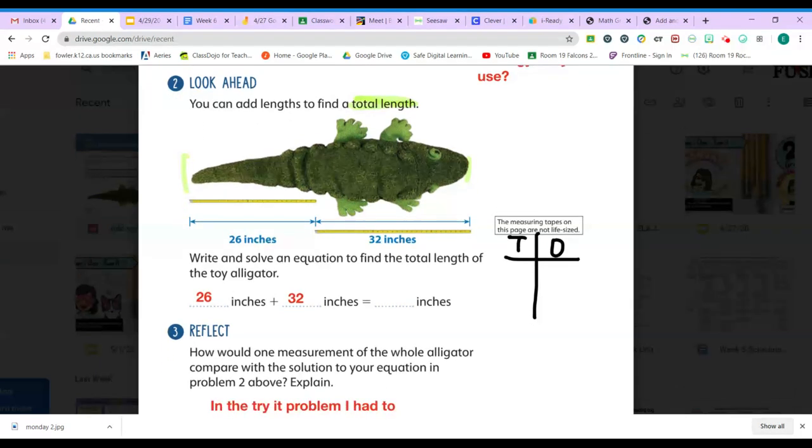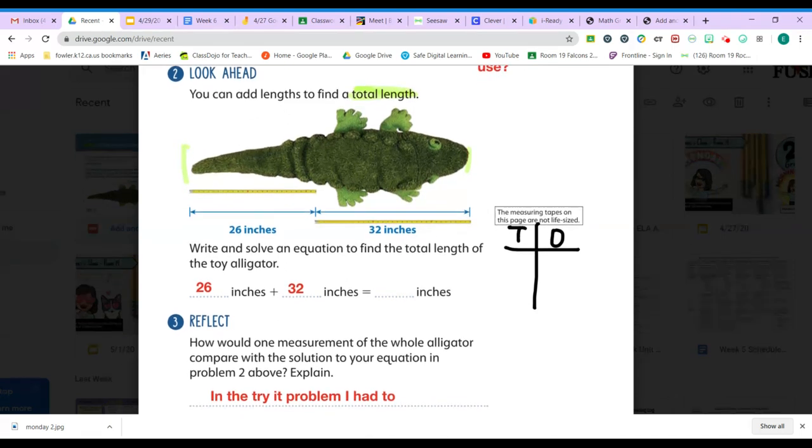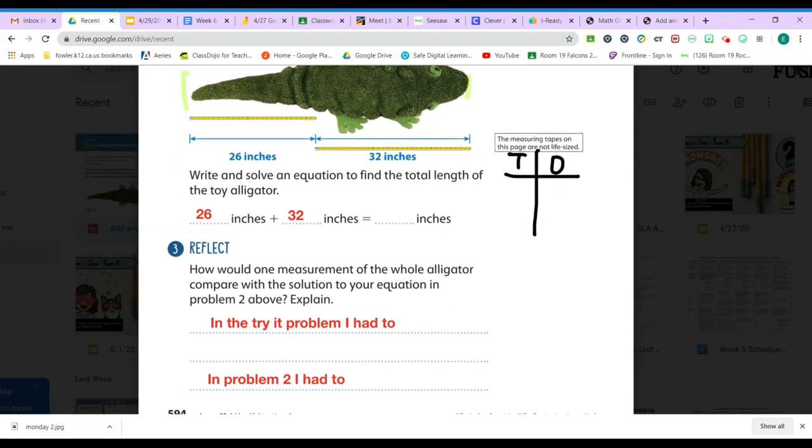Well, let's see here. You can draw the problem. Remember tens and ones? We have tens and ones, tens and ones. You can draw it. You can use a number line. You can use expanded form. All right, go ahead and pause and solve this problem by finding the total length.